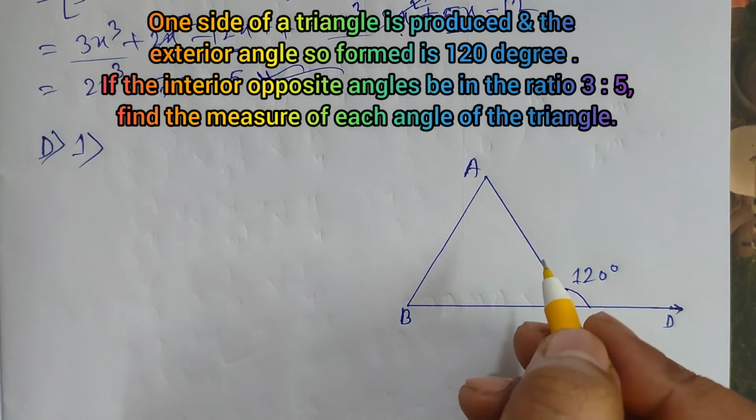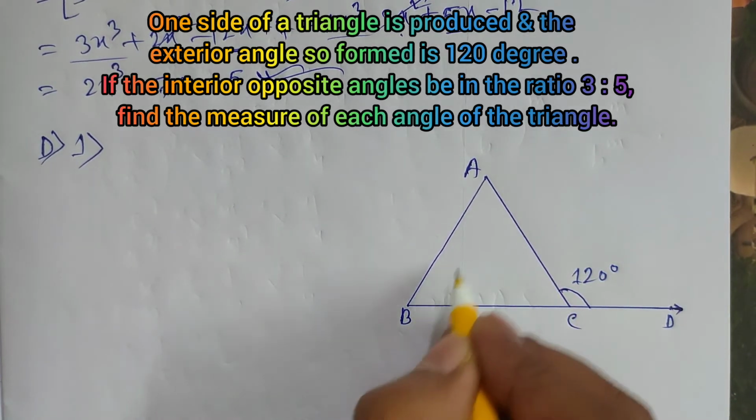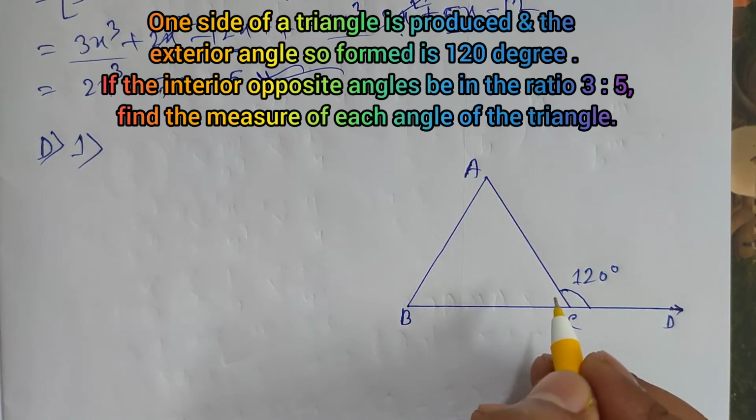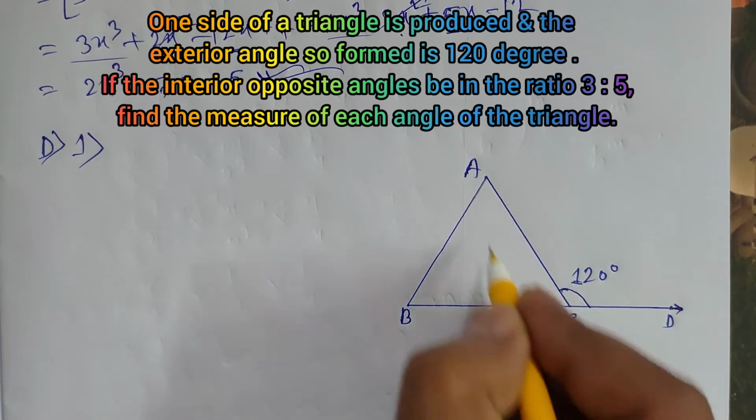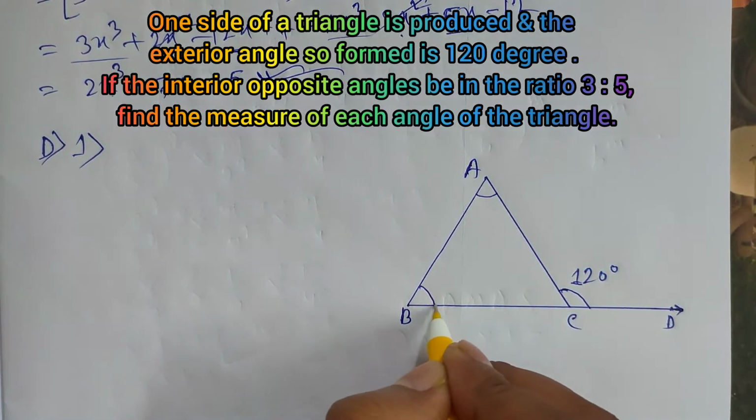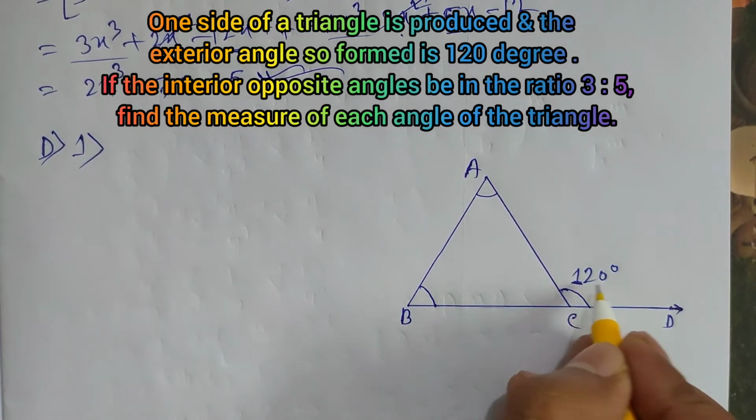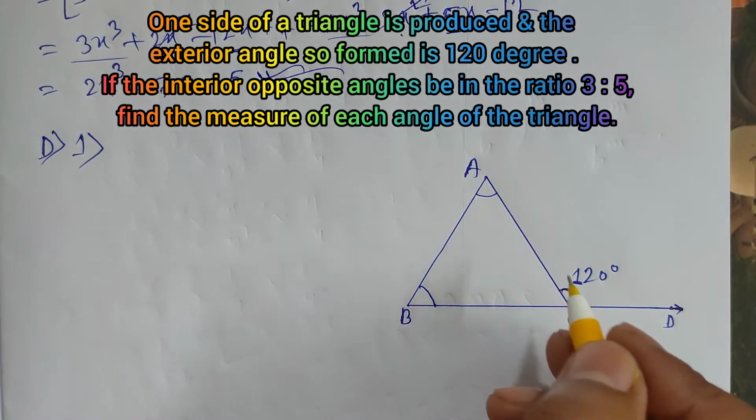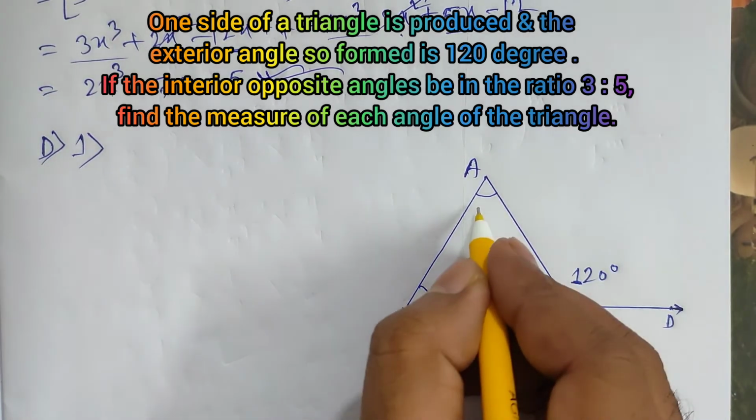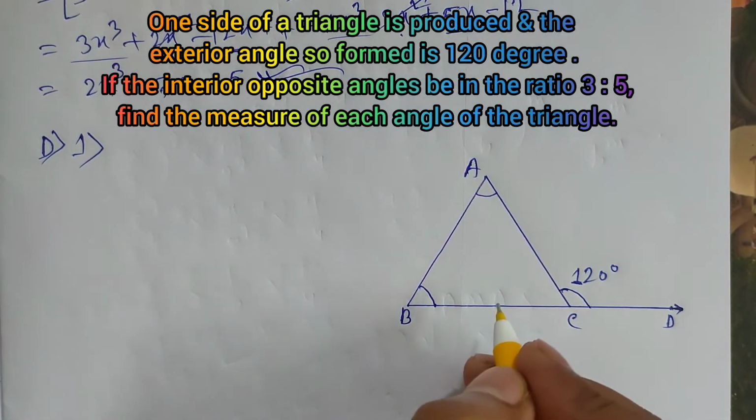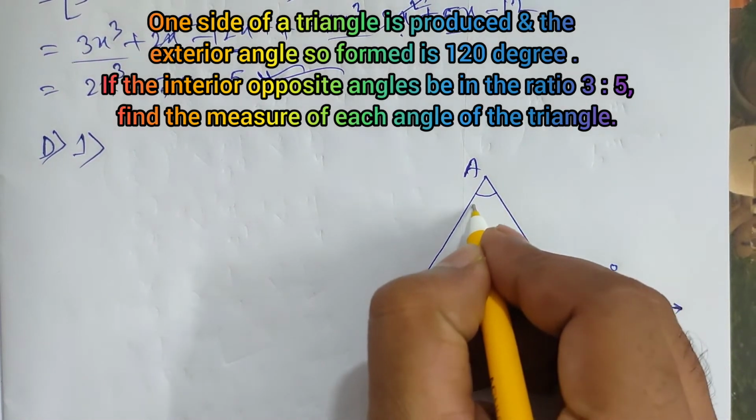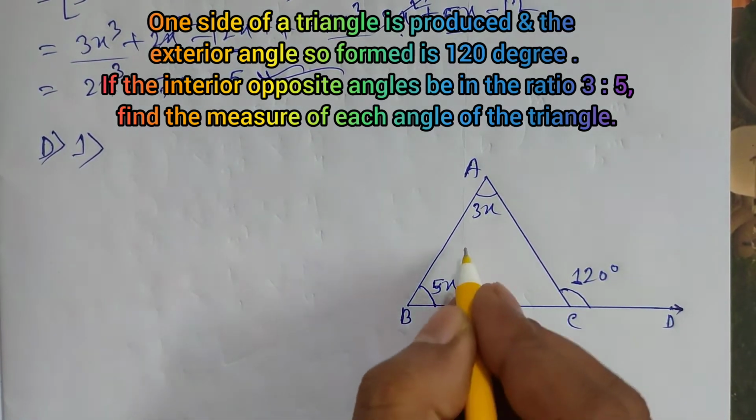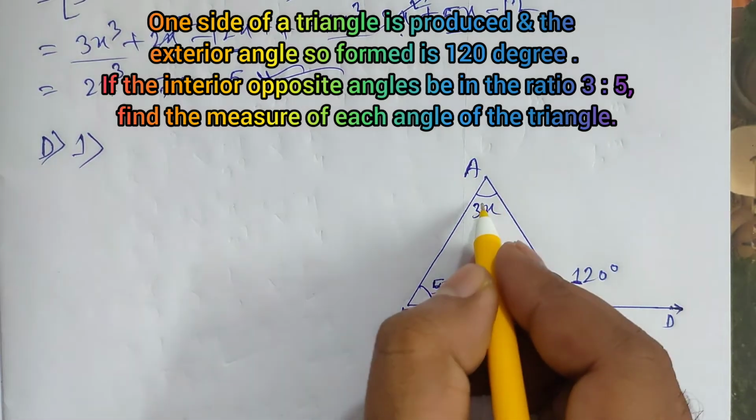And the interior opposite angles, this one interior angle, this one interior angle and this one also interior angle. But here the question is about the interior opposite angles of this exterior angle, that means this angle and this angle are the interior opposite angles with respect to the exterior angle, and the ratio is given 3:5. Suppose this one is 3 and this one is 5, but no exact value is given. Suppose this one is 3x and this one is 5x, because the ratio is given 3:5, that's why we are taking this one 3x, this one 5x.